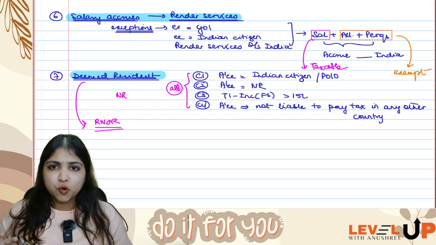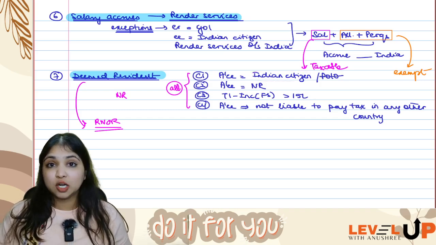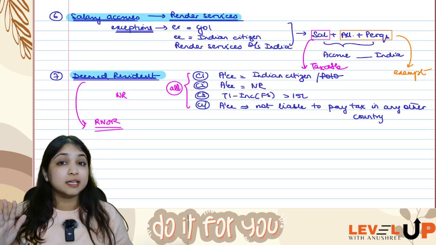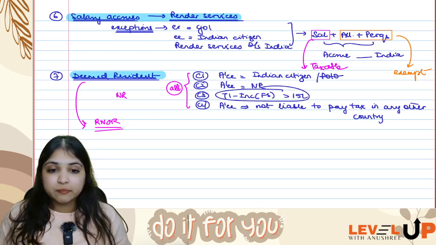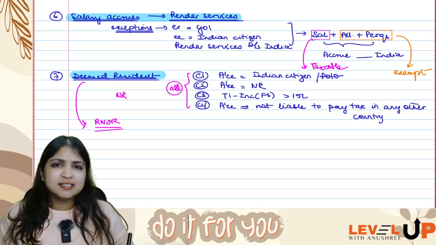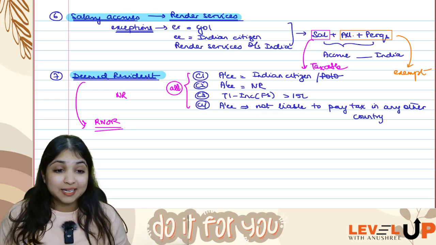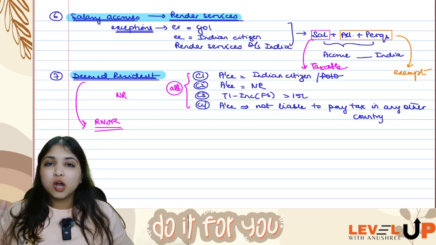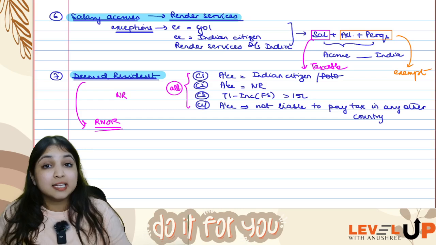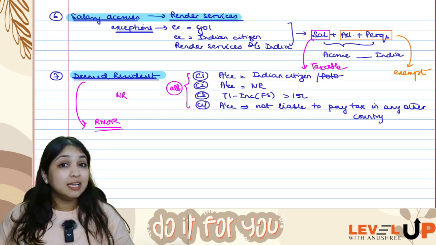Now, what are the 4 conditions? Condition number 1, assessee must be an Indian citizen, not person of Indian origin, guys, only Indian citizen. Condition 2, assessee must be a non-resident. Condition 3, total income minus income from foreign sources should be more than 15 lakhs. And condition number 4, if at all the assessee is earning income from other countries, assessee should not be liable to pay tax in any other country. 4 conditions, if all the 4 conditions are fulfilled, then your assessee will become a deemed resident. If deemed resident, you will treat him as if he is RNOR. Understood? Till here all clear?